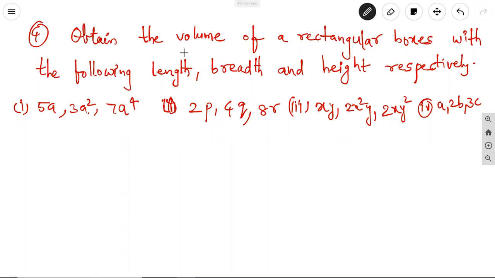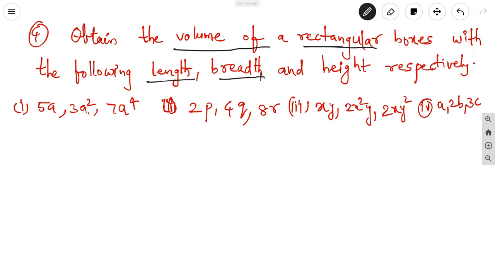Fourth question. Obtain the volume of a rectangular box, that is nothing but a cuboid, with the following length, breadth, and height respectively. This is length, breadth, height. In the second, length, breadth, height. In the third, length, breadth, height. In the fourth, length, breadth, height.